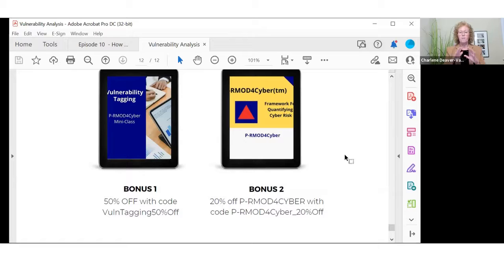And the PR mod includes all of the FAIR components in there as well. It also includes components for doing things like organizational risk, quantifying risk when you're doing desktop exercises, using scenarios to quantify the risk of any kind of cyber attack.